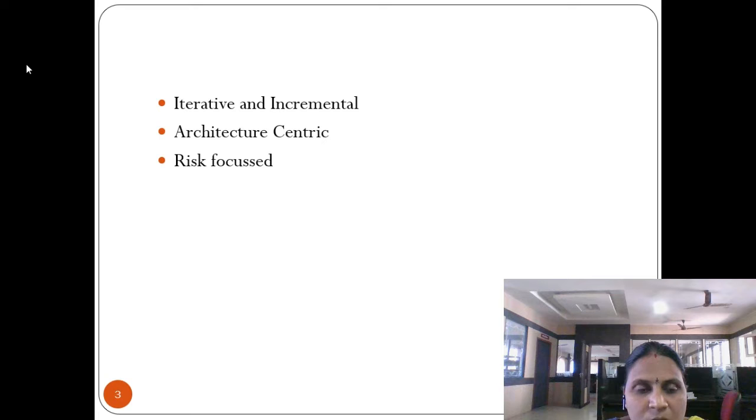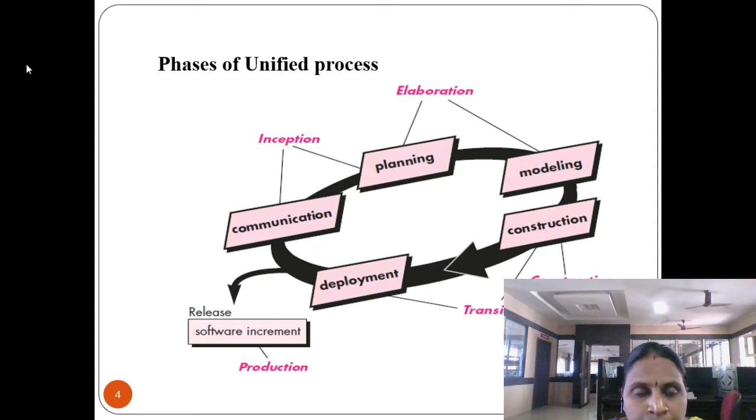The detailed refinement of the unified process is called the Rational Unified Process. In the unified process, we go for iterative and incremental steps, and it is architecture-centric and risk-focused. What are the four different phases of the unified process? The first is inception, then elaboration, construction and transition. It is similar to the software development life cycle.